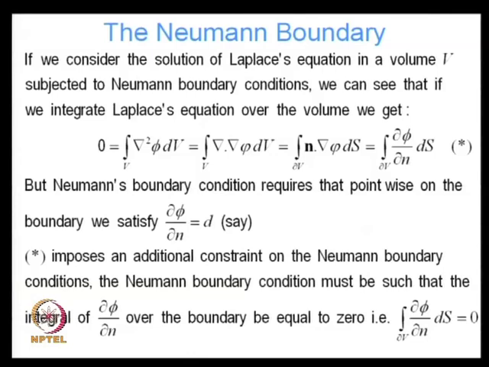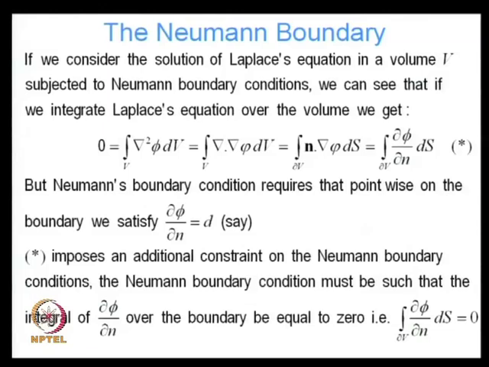The Laplacian of phi is equal to the divergence of the gradient of phi, and then I use the divergence theorem to convert that volume integral into a surface integral, which involves the surface normal and the gradient of phi at the surface. It is the dot product of n with the gradient of phi, and this is nothing but the directional derivative of phi in the direction n. So, it is del phi del n dS.